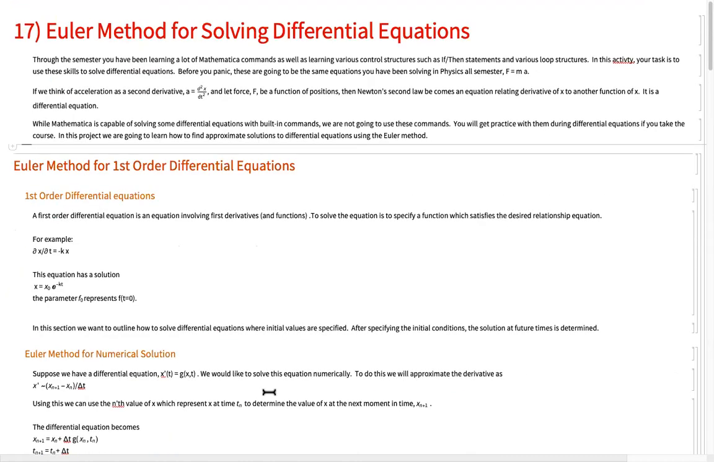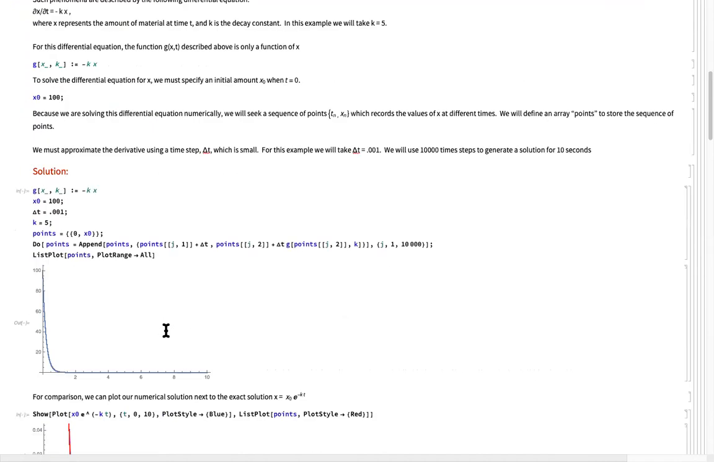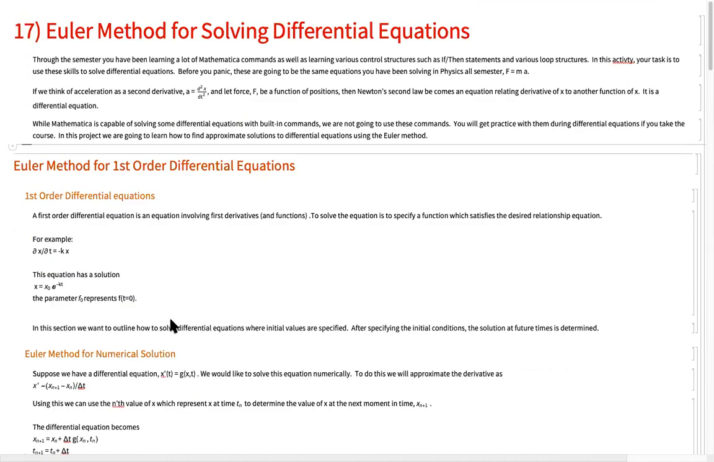pay careful attention to this, because really these methods that are outlined here are the main tools that you'll need for your final project. So really your final project is just to apply these ideas to a different system. Okay, so before we get into the coding, let's go through and talk about differential equations, what they are, and what it means to quote unquote solve them.